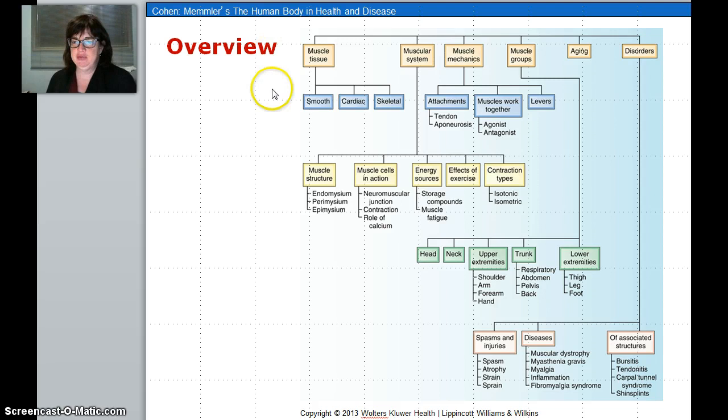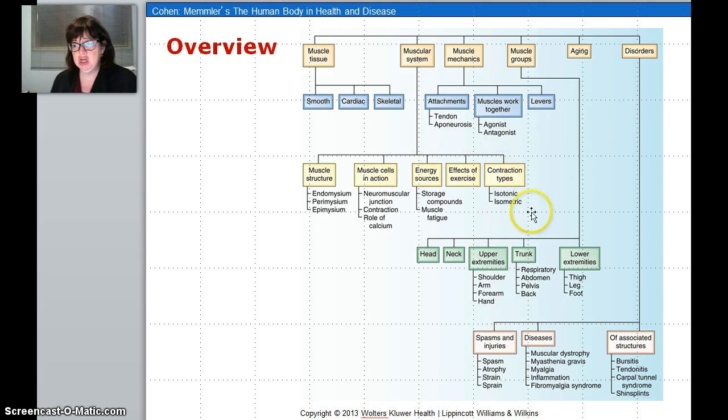When we look at Chapter 8, we're going to do a brief summary of the three types of muscle tissue, and then we're going to focus mainly on skeletal muscle at this time. We're going to look at the parts of the muscle. In another video, I will go into more detail on the muscle cells in action, the neuromuscular junction, the contraction, and the role of calcium. Very important. Then we'll look briefly at contractions.